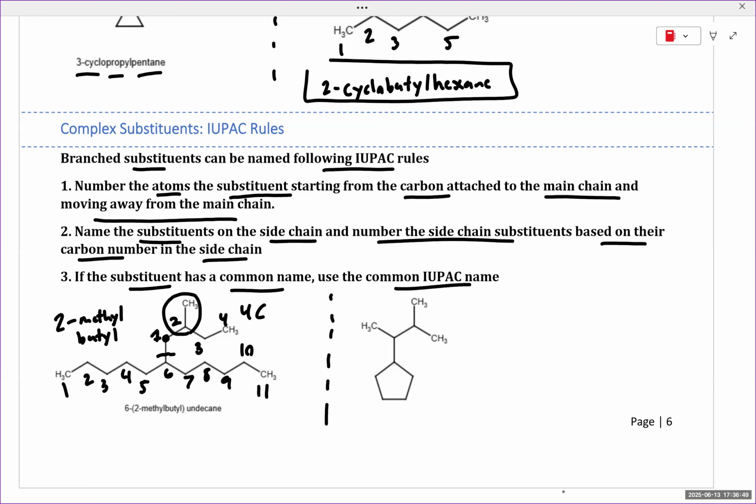Applying what we've learned, take a moment, pause the video, and work on this next example, and we'll discuss it momentarily. Okay, so first and foremost, the carbon attached to the main chain is carbon 1, followed by carbons 2 and 3 counting away from the main chain. We see in this case, we have methyl groups at positions 1 and 2. So this would be a 1,2-dimethylpropyl group. And then this is attached to a 5-carbon ring. So this would be 1,2-dimethylpropyl cyclopentane.